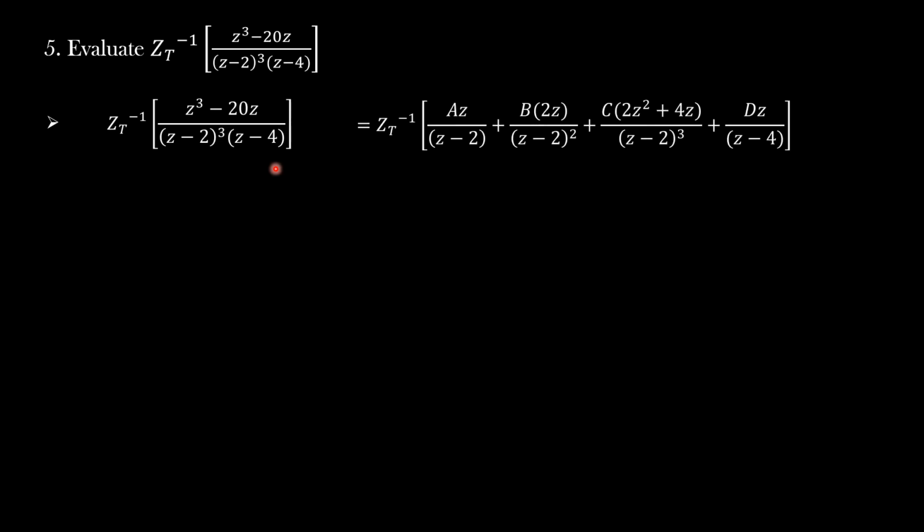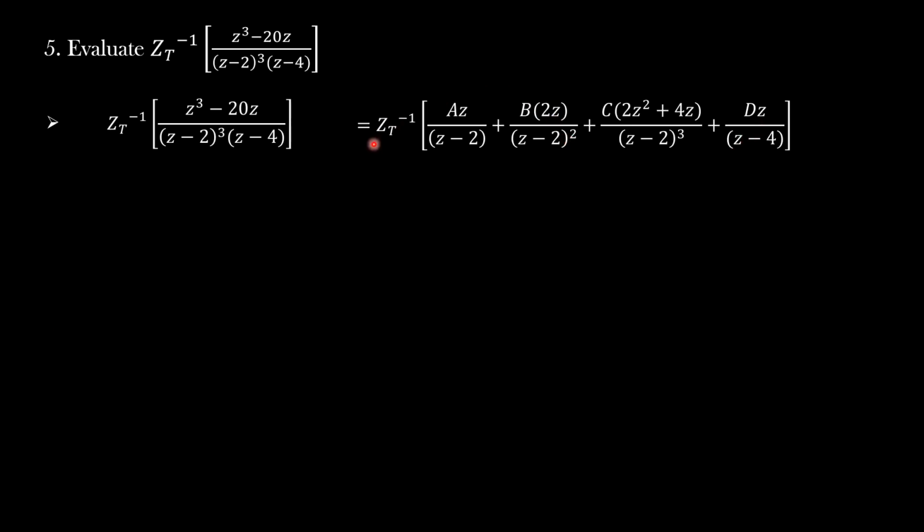Next problem. Find the inverse Z transform of (z³ − 20z) divided by (z − 2)³ times (z − 4). Inverse Z transform of (z³ − 20z)/((z − 2)³(z − 4)) can be written as the inverse Z transform of az/(z − 2) + b·2z/(z − 2)² + c·(2z² + 4z)/(z − 2)³ + dz/(z − 4).